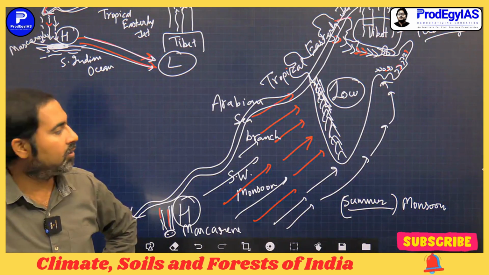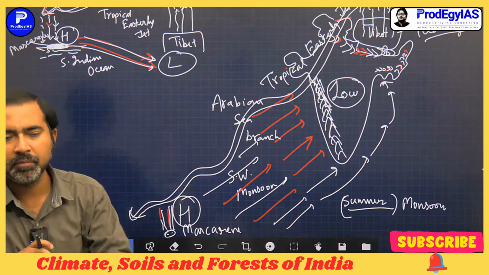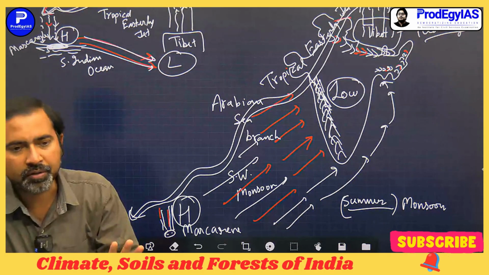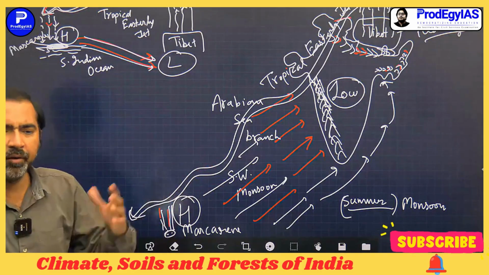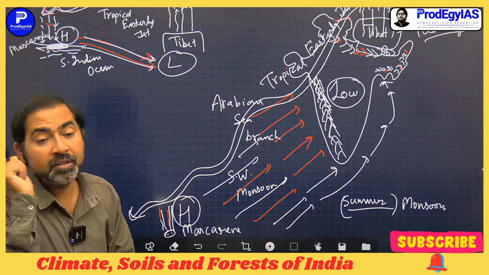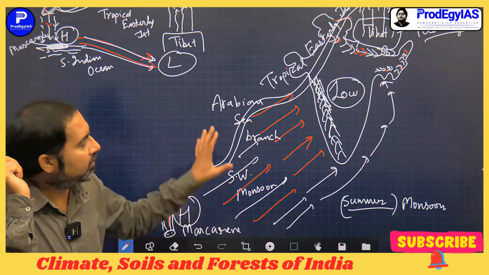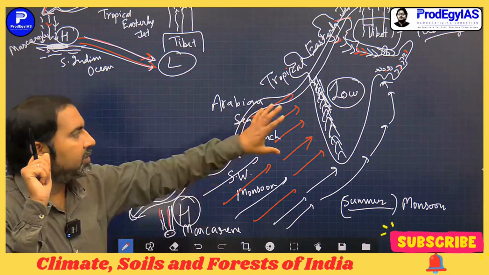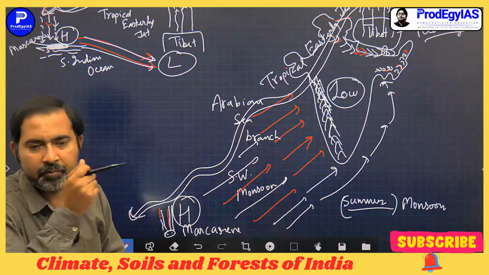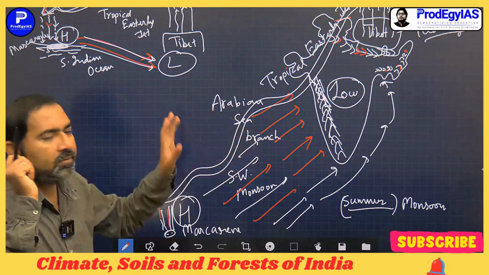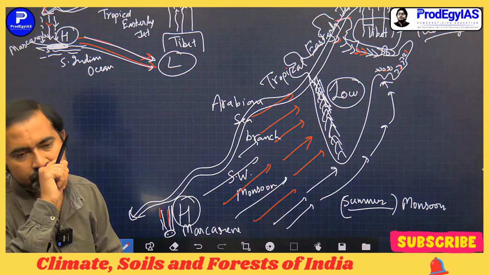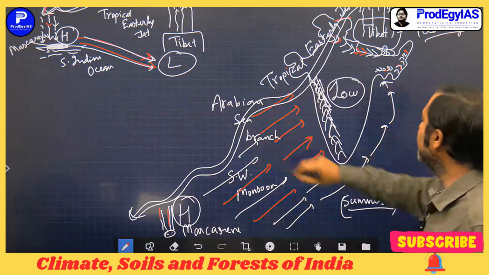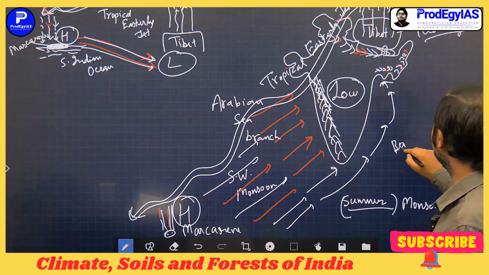That monsoon concept of differential heating of land and water is an archaic one. That is an old concept. This is the modern concept. Means if any question is asked about the modern theory of Indian monsoon, you can write down this jet stream theory. Okay, along with that differential heating and cooling of land and water contrast, there is a role of this tropical easterly jet also. So this is the Arabian Sea branch and this is the Bay of Bengal branch.